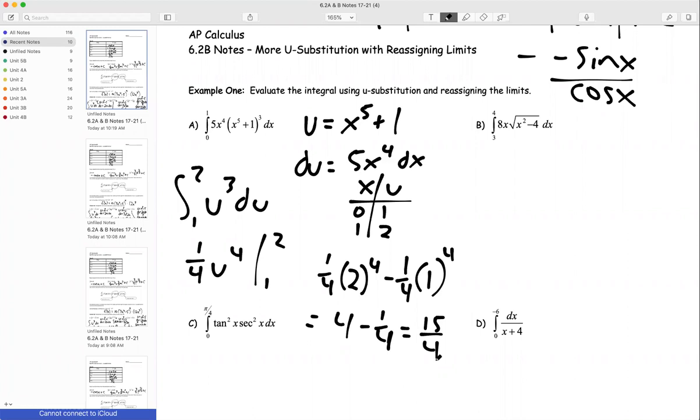Okay, so the reason why we don't have to switch back is because of the chart that we made? Yes. Yeah, because of the bounds.